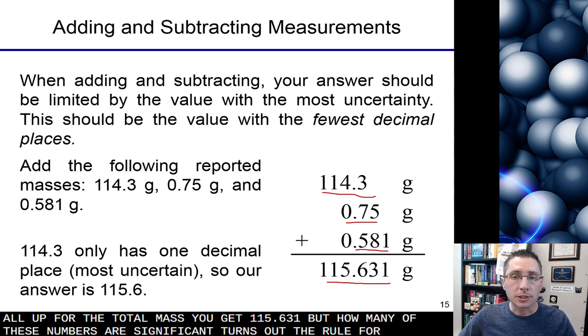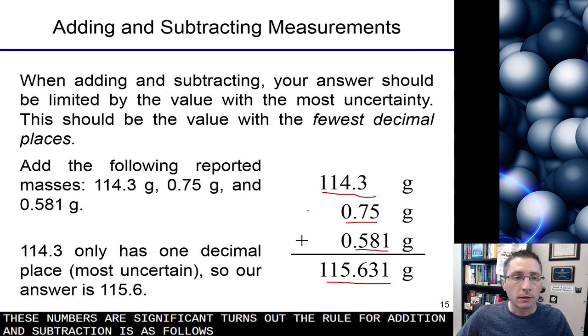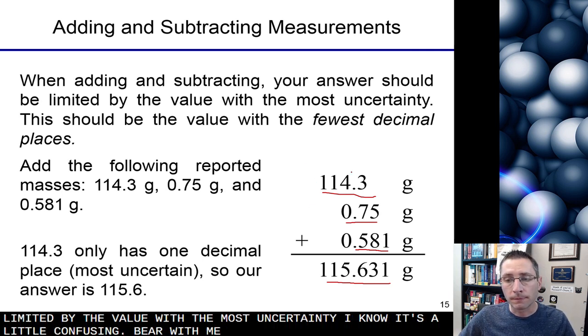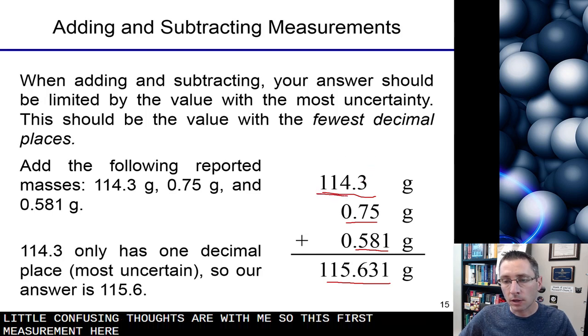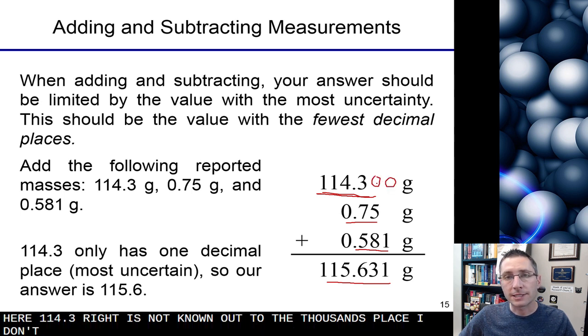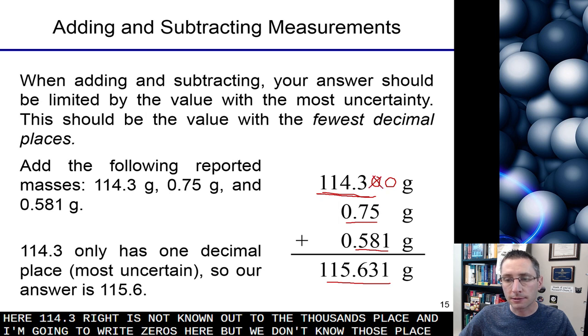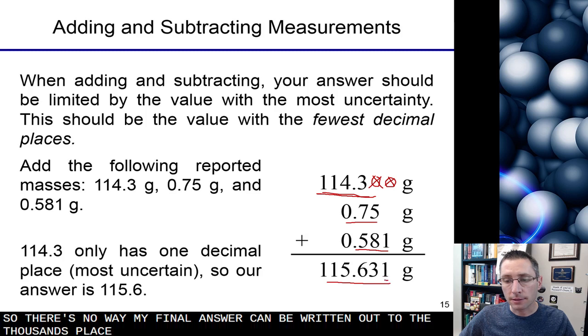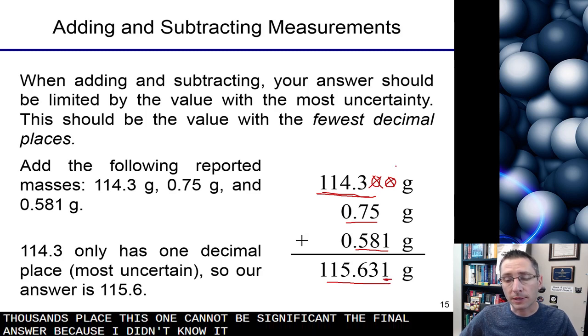Turns out the rule for addition and subtraction is as follows. Your answer has got to be limited by the value with the most uncertainty, which I know is a little confusing, but bear with me. So this first measurement here, 114.3, is not known out to the thousandths place. I'm going to write zeros here, but we don't know those places. So there's no way my final answer can be written out to the thousandths place. This one cannot be significant in the final answer because I didn't know it in this measurement.